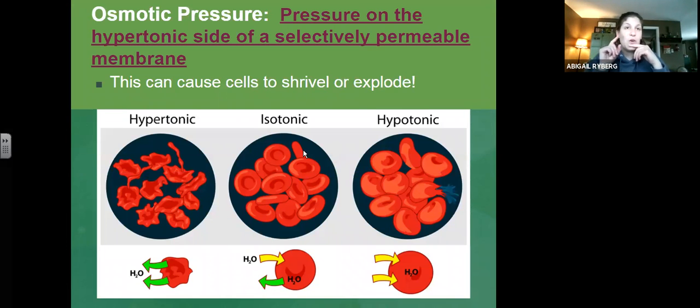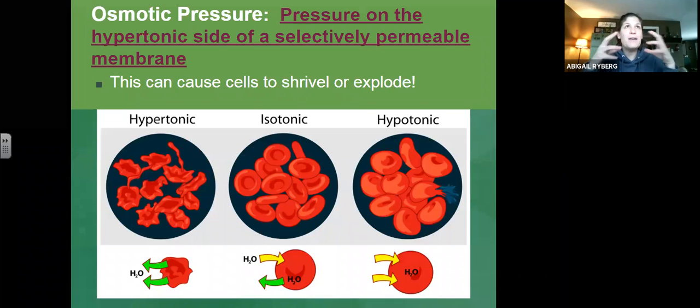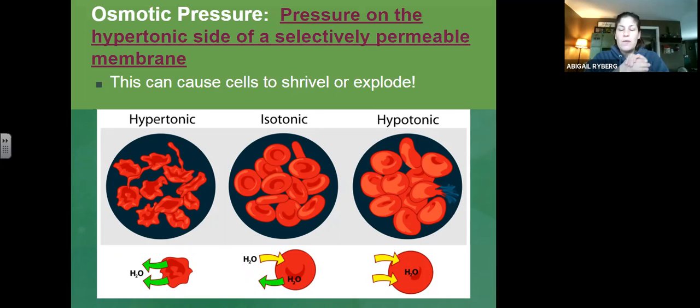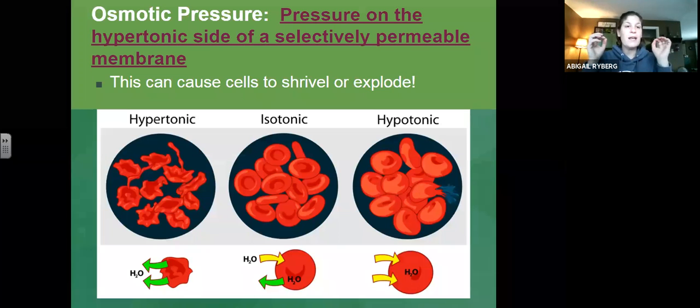The term that creates the pressure of this movement is called osmotic pressure. So this is the pressure on the hypertonic side of a selectively permeable membrane. So this osmotic pressure, you guys, is what causes a cell to either shrivel or expand. And we can see cells shrivel so much that it dies, or cells actually get so huge and big that they burst, right? So osmotic pressure can cause the cell to actually die.